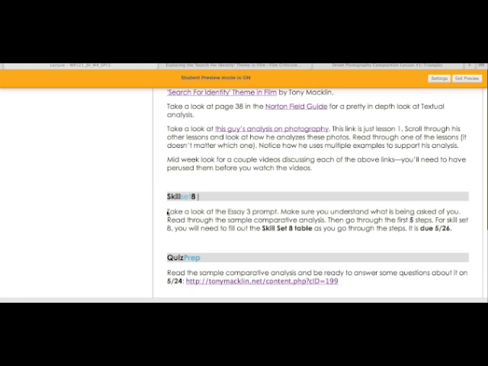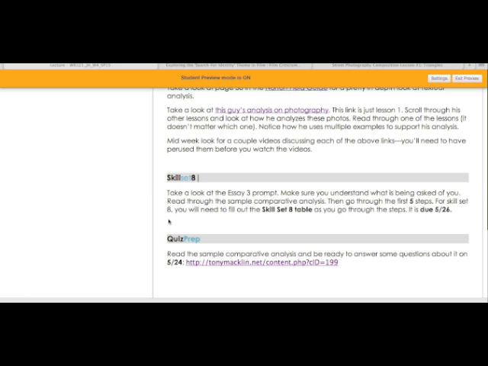First, we're going to take a look at the Essay 3 prompt. We're going to make sure that you understand what's being asked of you in Essay 3. We'll just take a quick look at the sample comparative analysis, right, by Tony Macklin. And then we're going to look at the first 5 steps that you have to do for skill set 8 and take a look at the table.